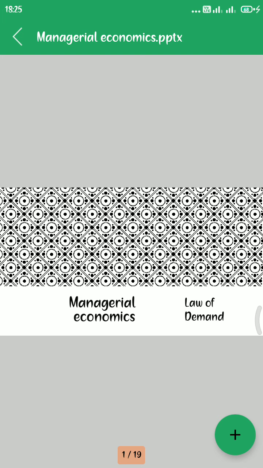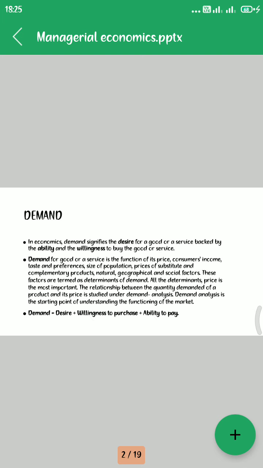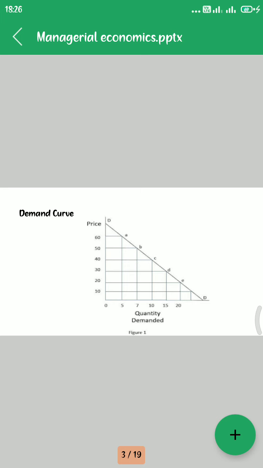Subject: Managerial Economics. Topic: Law of Demand. Demand. In economics, demand signifies the desire for goods or services, backed by the ability and the willingness to buy the goods and services. Demand equals desire plus willingness to purchase plus ability to pay. Demand curve diagram.